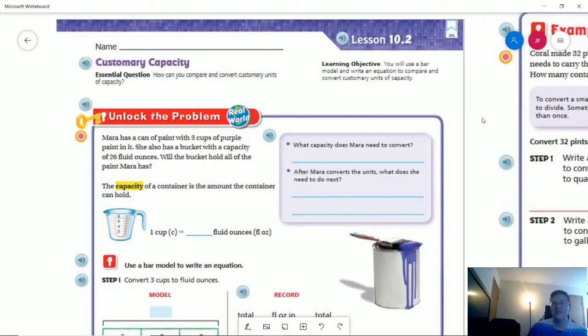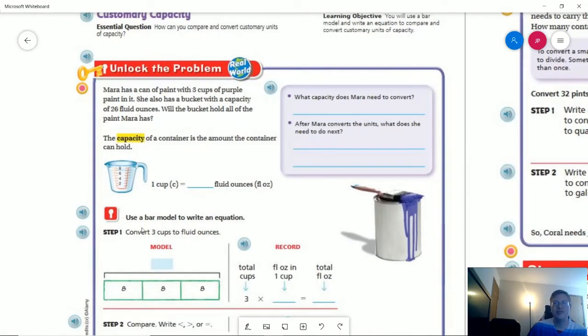We are going to be working with the traditional units of capacity that we are used to, being cups, and in some cases we will also do liters, but for the moment we are doing cups, pints, quarts, and gallons. So let's take a look at the beginning of our lesson, and we have to immediately start by trying to figure out if we have enough space in the bucket to hold all of the paint that we have.